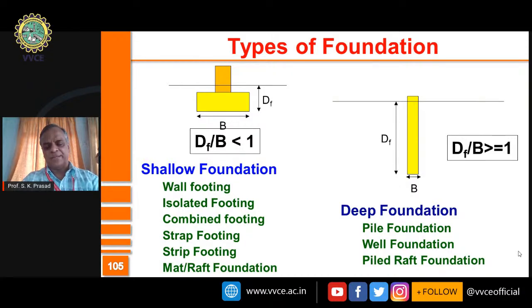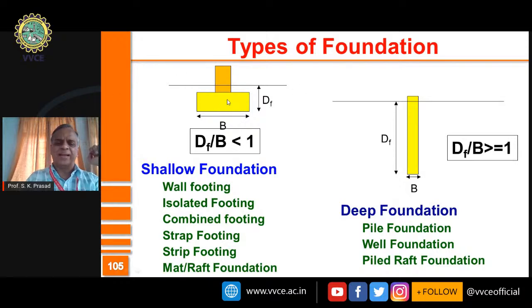When do you call a foundation shallow? Whenever the depth of foundation, as you see here, is smaller than the width of foundation. In other words, Df by B, that ratio, is less than 1. Please note that in shallow foundations, we assume that the entire load is transferred to the soil at the base. Therefore, soil at the base is resisting the load. That means soil in the neighborhood here and here, its presence is neglected. Only the base portion is taking the load.